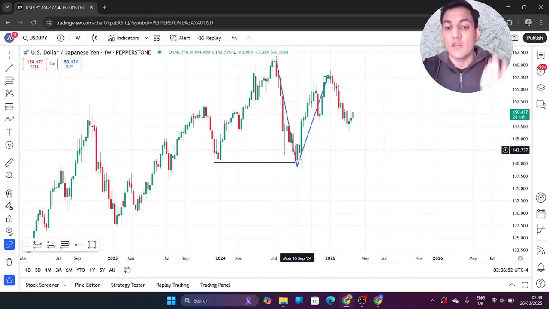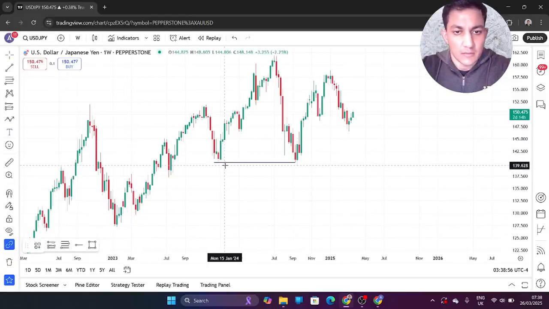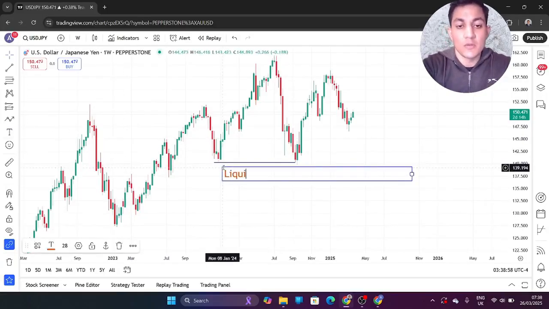So that's the first thing that I noticed. So let me just mark this out. Let's actually write this down here. This is what you always do, right? So when you get onto your charts, the first thing you want to look for is liquidity.